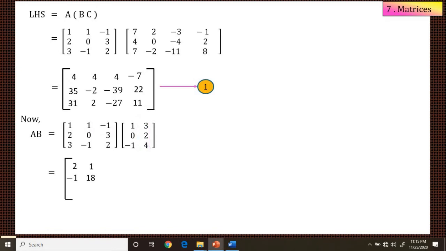Now to get the third row elements with the first column elements, we have to multiply and we have to add. So we get 1. And with the second column elements, if you operate, you will get a 15. And this is the product AB. So now consider RHS, that is equal to AB into C.